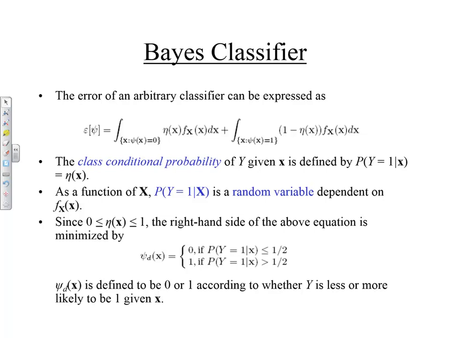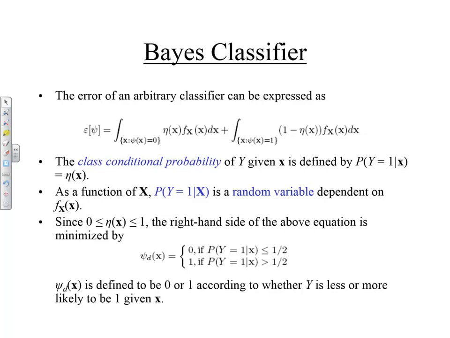The two different errors: psi equal to 0 when y equal to 1, but psi is giving you a value of 0, right? The other case is y equal to 0, whereas psi is giving you a value of 1, okay? So these are the two errors, and you want to minimize this error here because this is the probability of misclassification. Now the class conditional probability of y given x is defined by probability of y equal to 1 conditioned on x, which is eta x, which we already defined before.